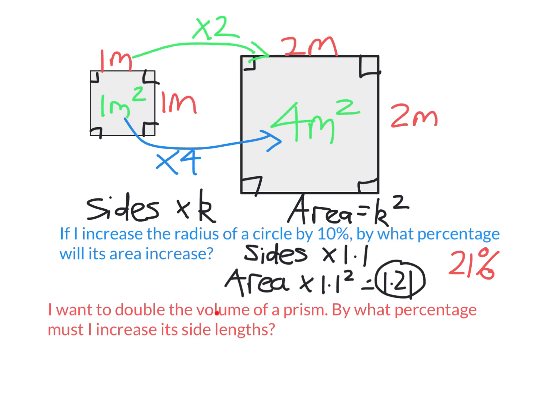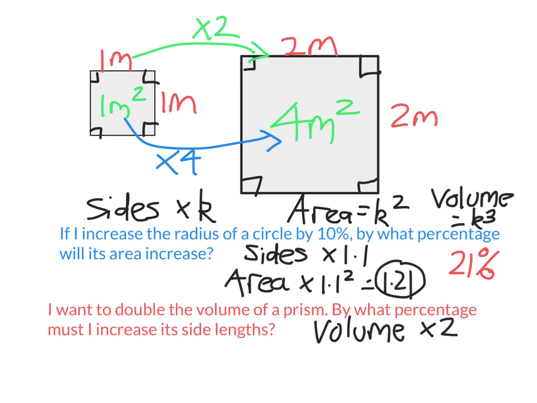So what about this one? I want to double the volume of a prism. By what percentage must I increase its side lengths? Well, we've shown how it works in 2 dimensions. It turns out for 3 dimensions, it follows quite logically. If you multiply the sides of a 3D shape by k, the volume is multiplied by k cubed. If I multiply, say, the sides of a cube by 3, then the volume's multiplied by 3 times 3 times 3, which is 27.